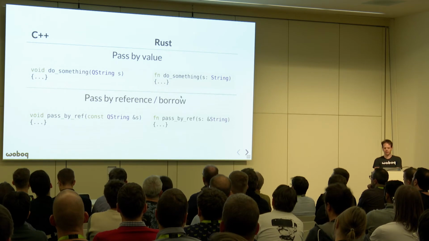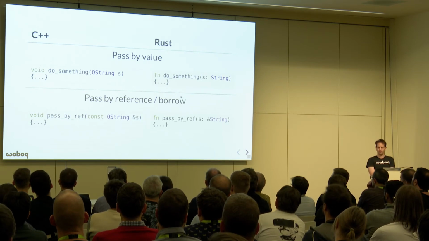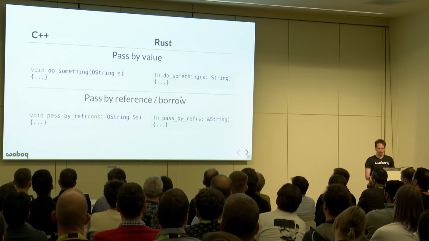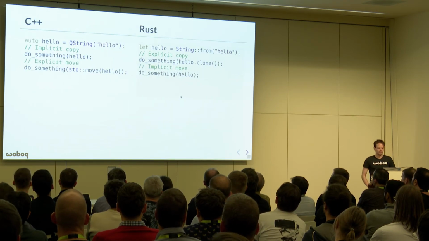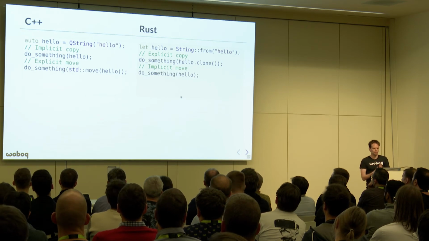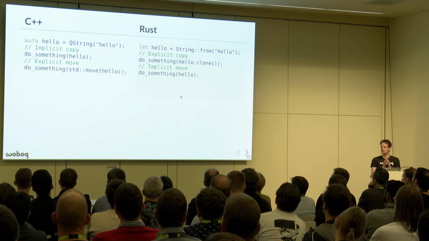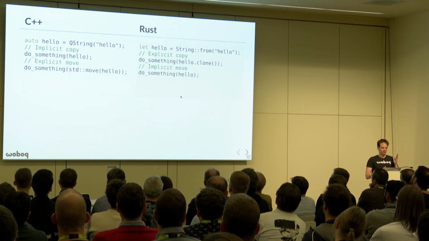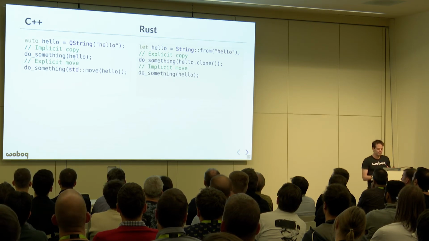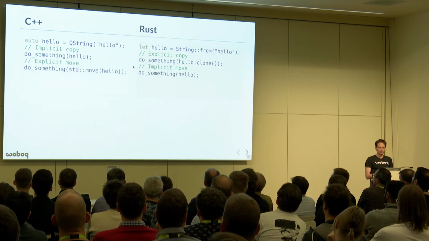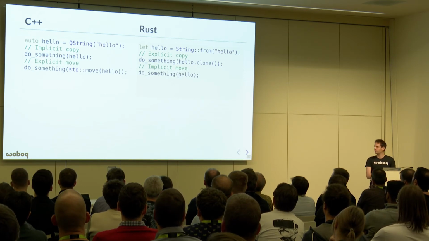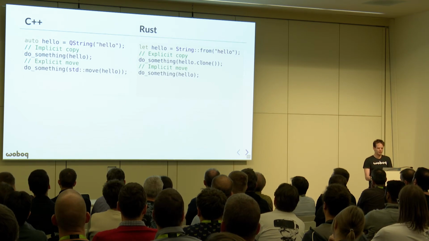In C++, like in Rust, you can pass by value or by reference. Passing by reference in Rust is called borrowing. The key difference, and it is a big one, is that in C++, when you pass something by value, if you don't specify anything, it copies, unless you explicitly call move. While in Rust, it's the opposite. If you don't specify anything, it's going to move the object, unless you say you want to copy using the clone function.